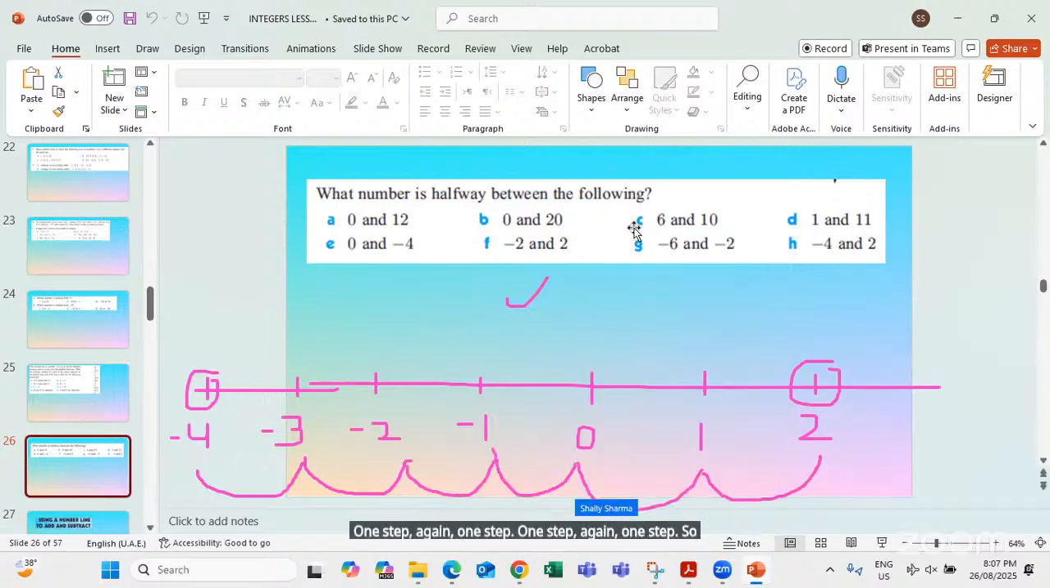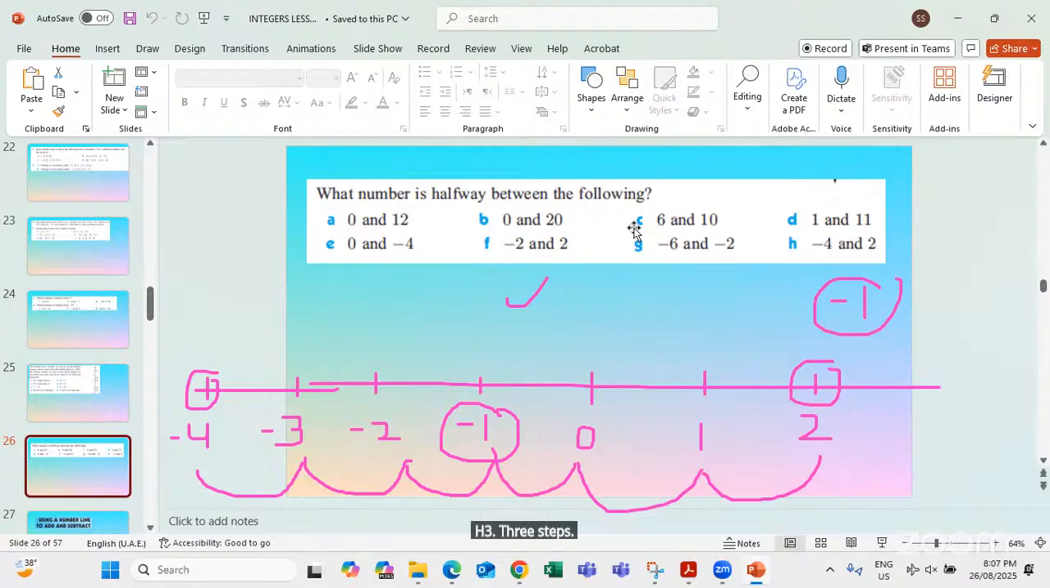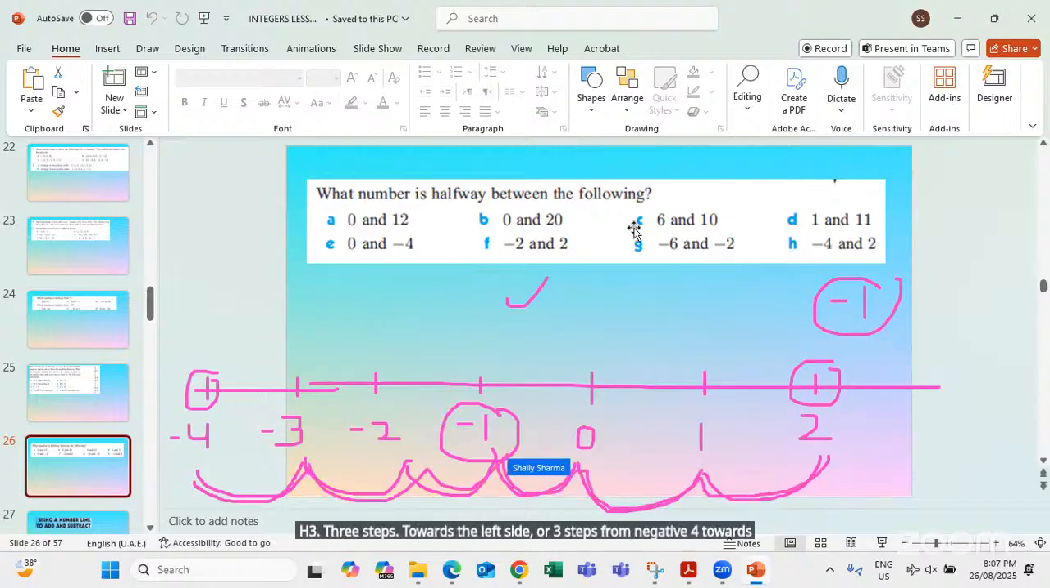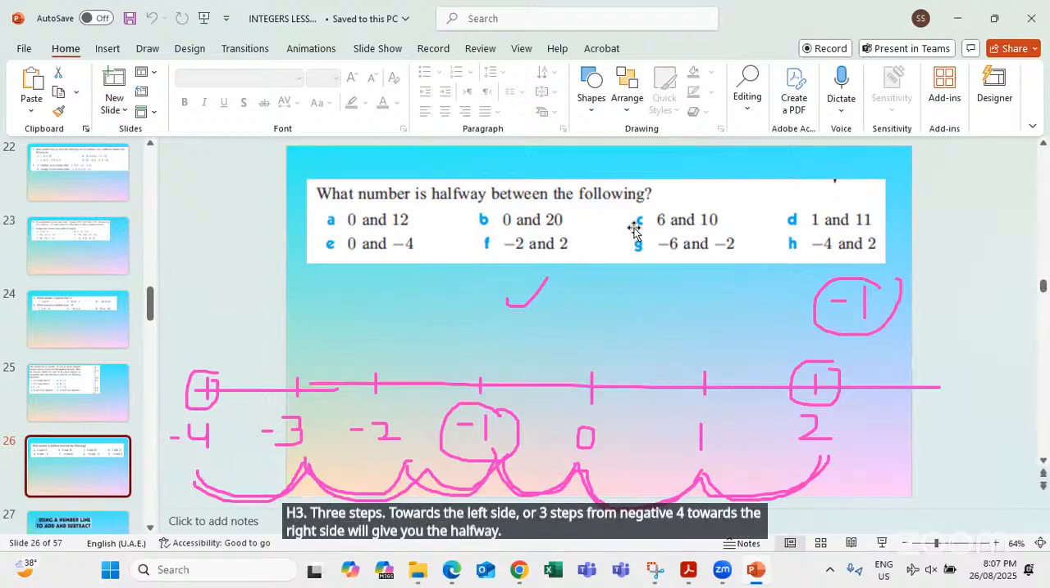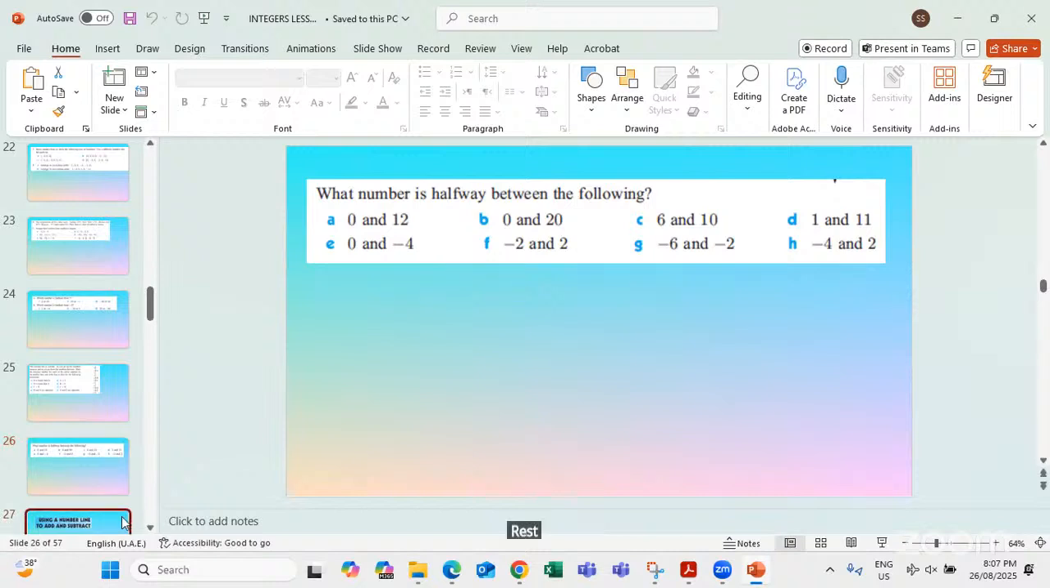So where did we reach? -1. So what is halfway between -4 and 2? It's 3. 3 steps towards the left side, or 3 steps from -4 towards the right side will give you the halfway. Rest of the questions you can try.